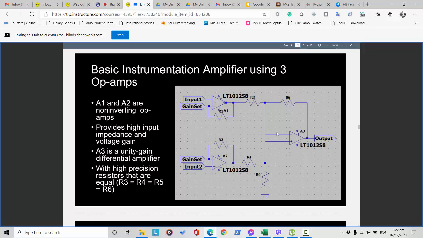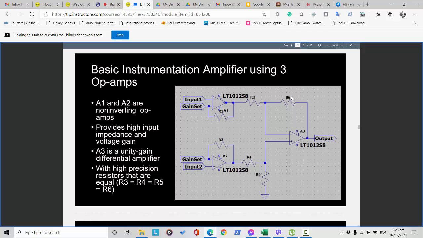While amplifier 3 is acting as a unity gain differential amplifier. As you can see from here, it acts as a unity gain differential amplifier, so it unifies both A1 and A2. And this amplifier 3 has a high precision resistor, which is R6.